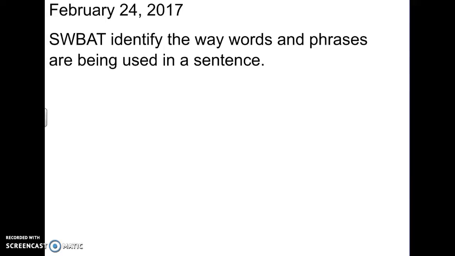Okay, kids, we are really getting close to finishing up all of this misplaced modifiers, phrases, clauses stuff that we need to do. The main focus for today is going to be taking sentences and being able to identify chunks of phrases, chunks of words that are used as different parts of speech in the sentence.